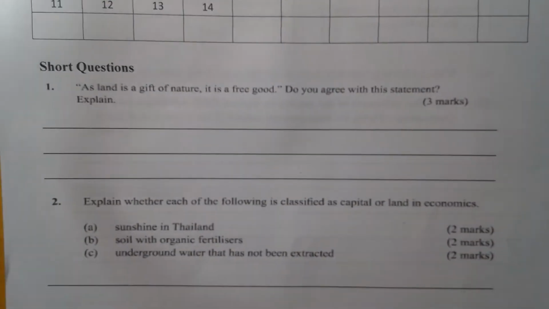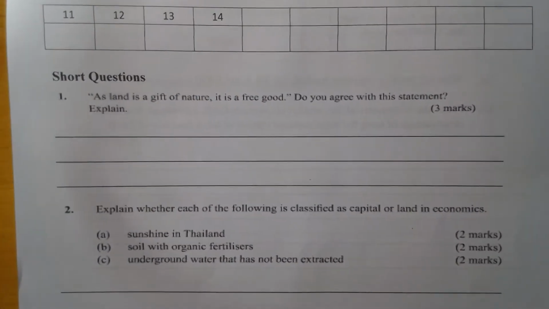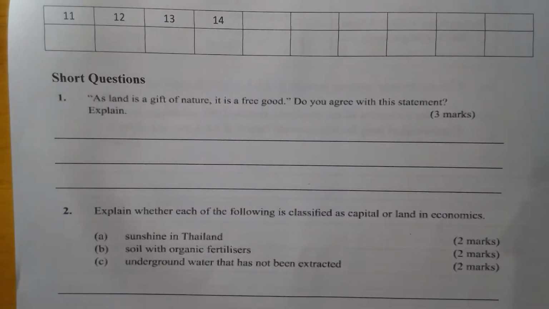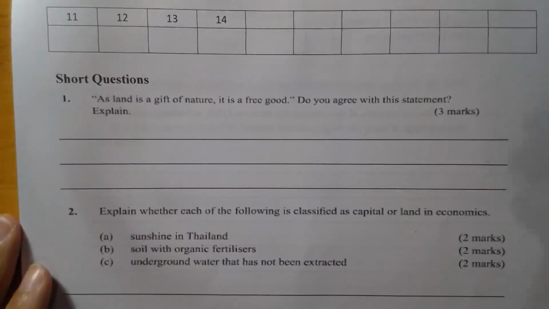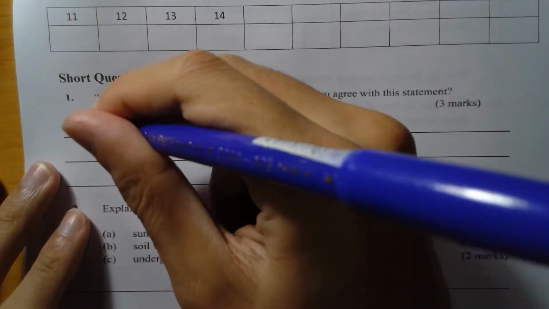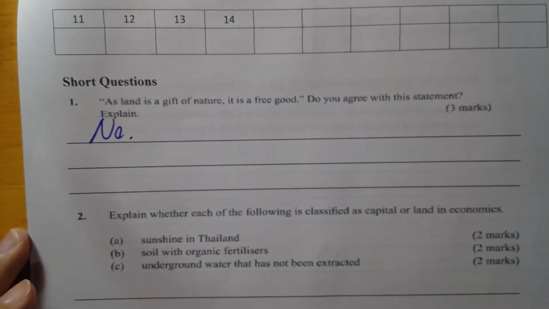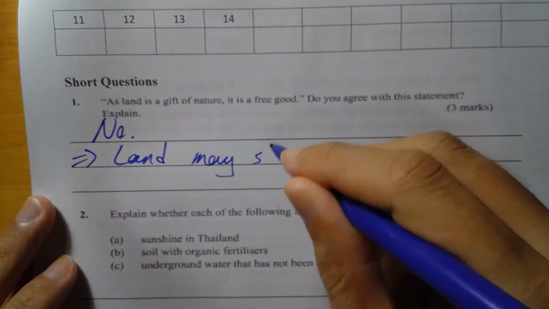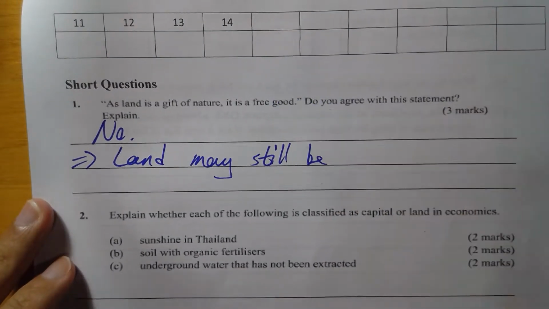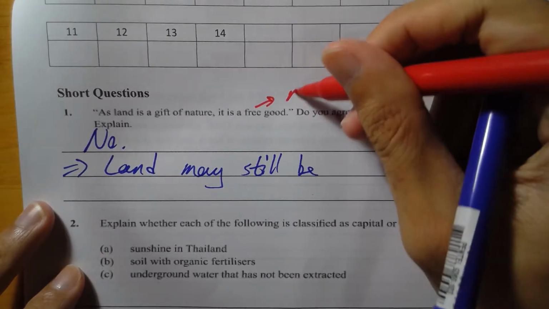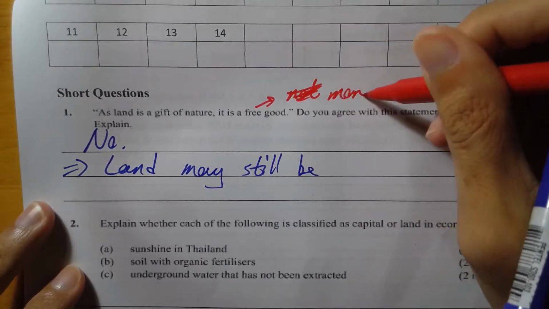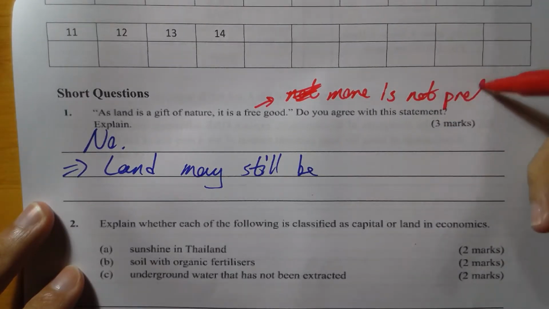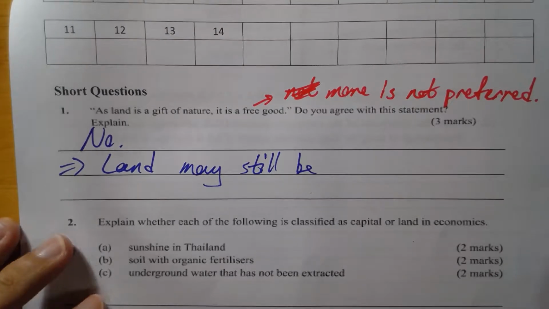All right, short questions here. Now, I must say, the short questions and long questions in this homework are quite easy. Now, here, as land is a gift of nature, it is a free good. Do you agree? I think most of you know the answer. Obviously, we said it in class 100,000 times. Of course, no. Because the reason is simple. Land may still be, remember, a free good is something where more is not preferred, right? More is not preferred.